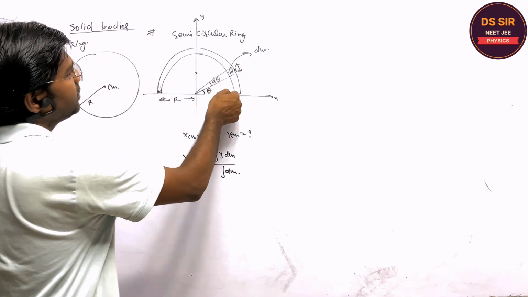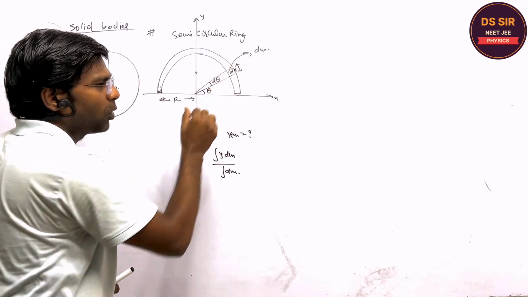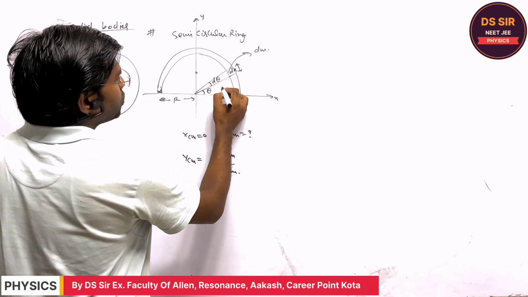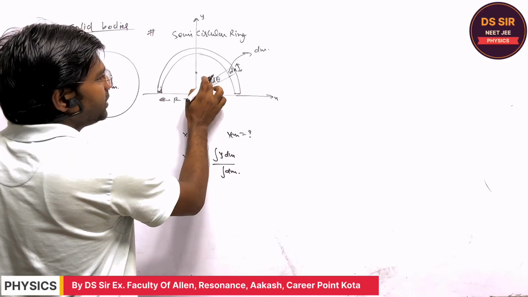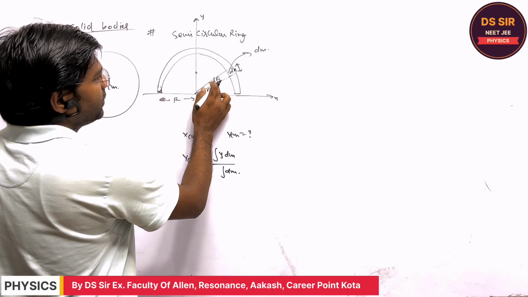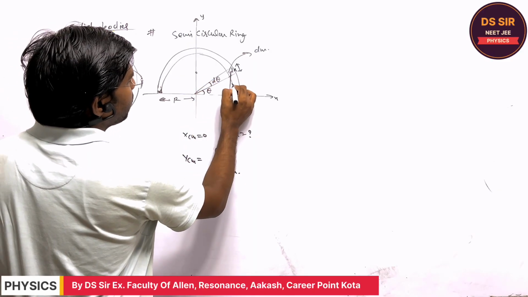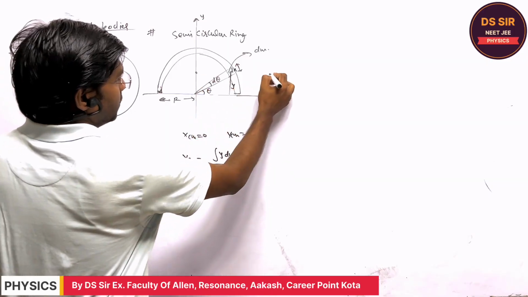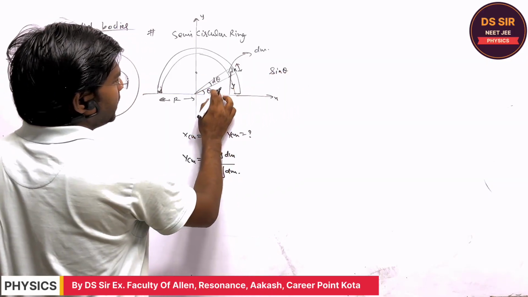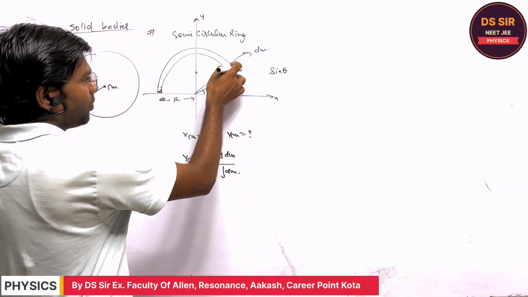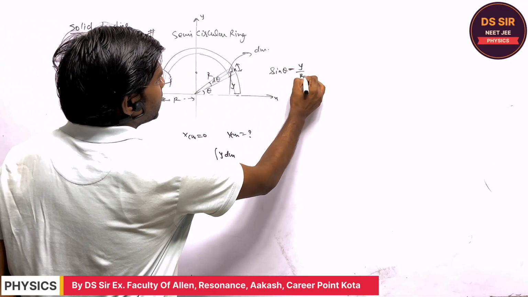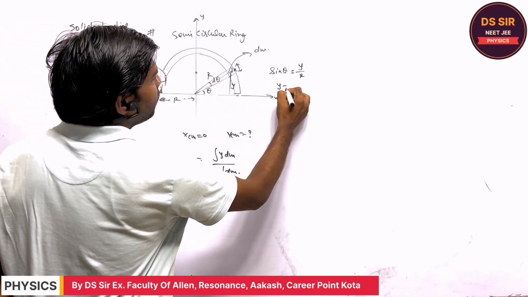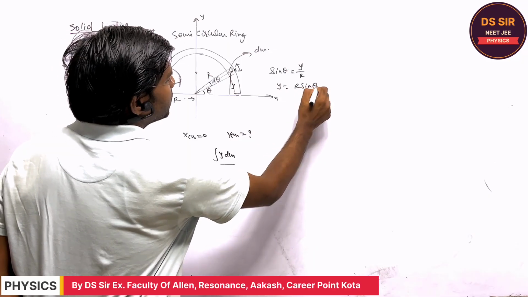So I will convert this solid body into small point masses. If I choose an element of mass dm at angle theta and width d theta, like this, this is the y, suppose. Sin theta is equal to y, perpendicular upon hypotenuse. This is the radius. So can I write like this? So the value of y is what? Say r sin theta. Is it clear?